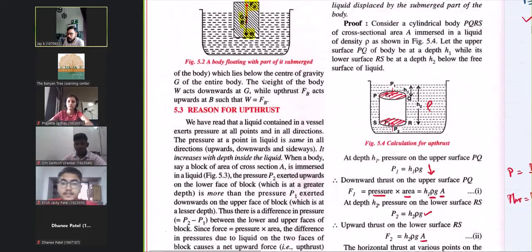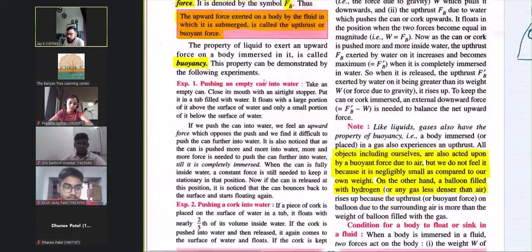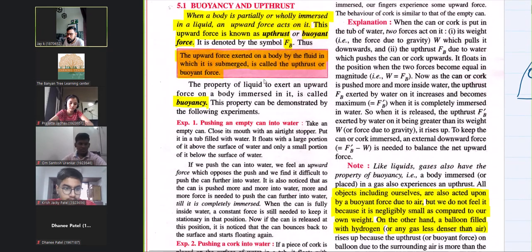So, the answer to this question lies in the beginning of the chapter. Now, upthrust has another name, which is buoyant force. The definition of buoyant force is given over here: the upward force exerted on a body by the fluid in which it is submerged is called the upthrust or buoyant force. You have to write this definition. There is more information about upthrust or buoyant force given over here for your reference.